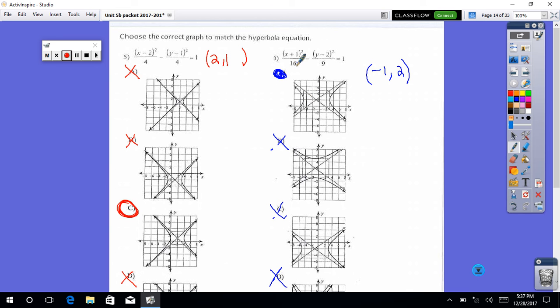Okay, we can check it just to be sure. It needs to be 4 units wide. So starting here, it's 1, 2, 3, 4 units wide, and then 3 units tall. So 1, 2, 3. Okay, flip it over.